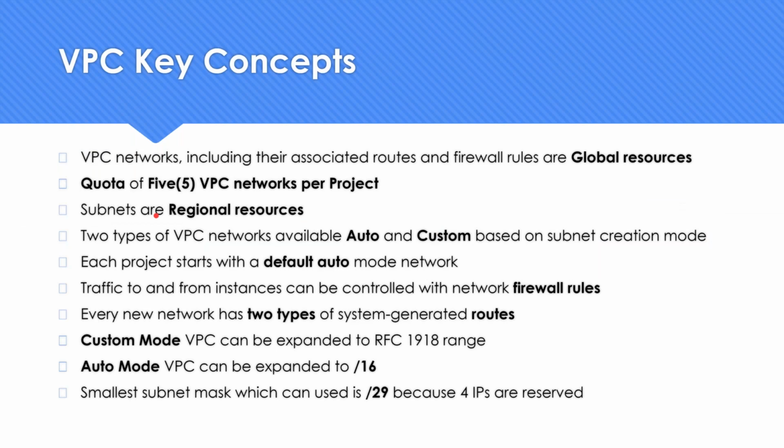So subnetworks, we understood, are going to be at a regional level. VPC firewall rules and routes are global. There are two types of VPCs which we create, custom and auto mode, and the default VPC you create is going to be in auto mode. Traffic to and from can be controlled by your firewall rules, and you are going to have two implied firewall rules. Every network, when you create it with a subnetwork, is going to have two auto-generated routes. One is to the default internet gateway, the other is the local route, which you cannot delete.